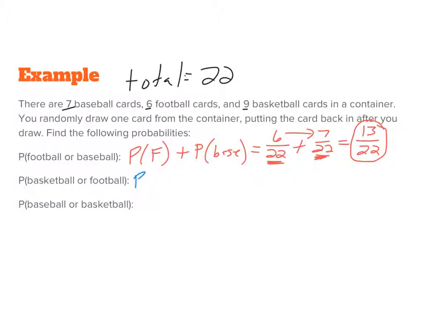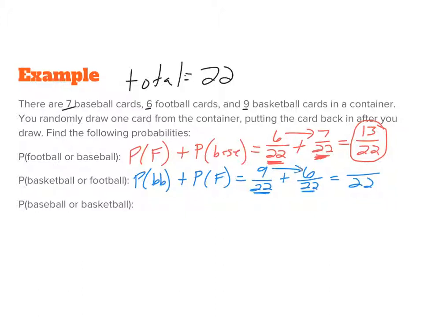For basketball or football, I take the probability of basketball plus the probability of football. Probability of basketball, there are 9 basketball cards out of 22, so 9 over 22. Probability for football was 6 over 22. Add those together to get my probability for or. Now again, denominators are the same, so they'll stay the same for the answer. I add the tops, 9 plus 6. That'll get me 15. 15 over 22 does not simplify down. So my final answer for the probability of basketball or football is 15 over 22.